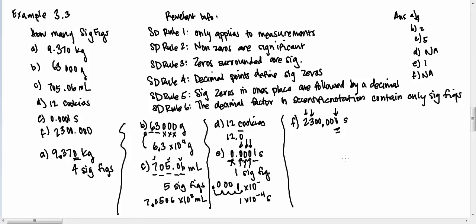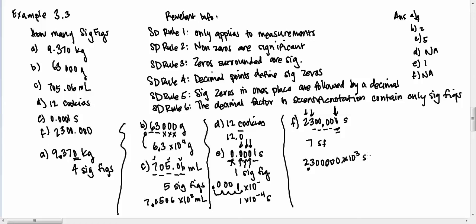And if this 3 and this 0 is significant, then all of these guys in the middle are significant as well. So there are 1, 2, 3, 4, 5, 6, 7 significant figures in this thing. And if I were to write that in scientific notation, I would want to write 2.300 times 10 to the third power seconds.